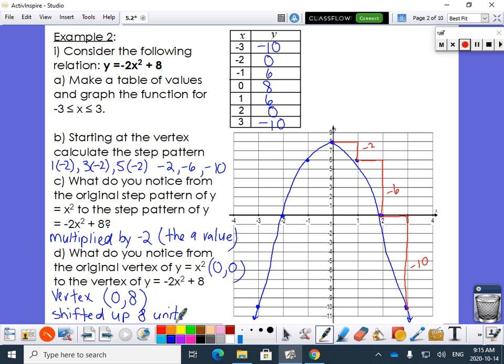Okay, so that's another thing. And we're going to do a table that summarizes this all together. But you'll notice this said plus 8. And because we had that plus 8, it has shifted our parabola up 8 units. You okay with that? Questions?